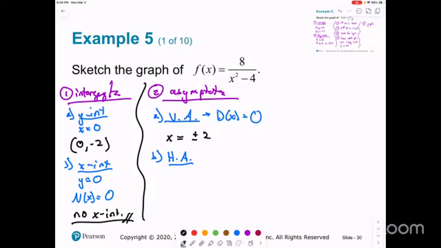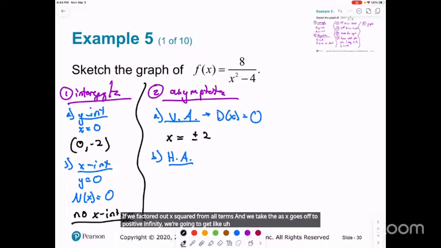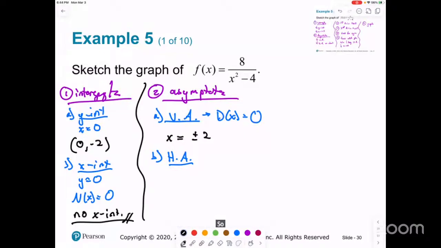Okay, if we factored out x squared from all terms, and we take x going off to positive infinity, we're going to get 0 over some number, which is 0 in that case. So the horizontal asymptote is going to be y equals 0. So we got a horizontal asymptote.